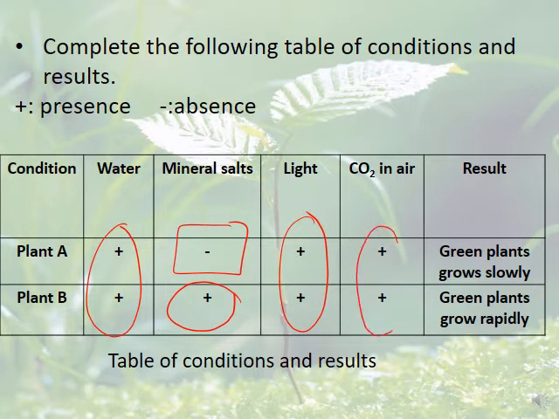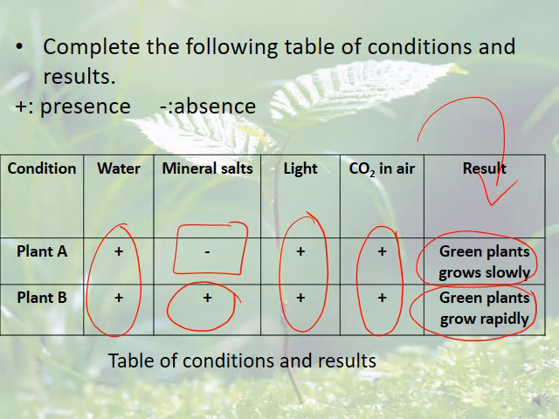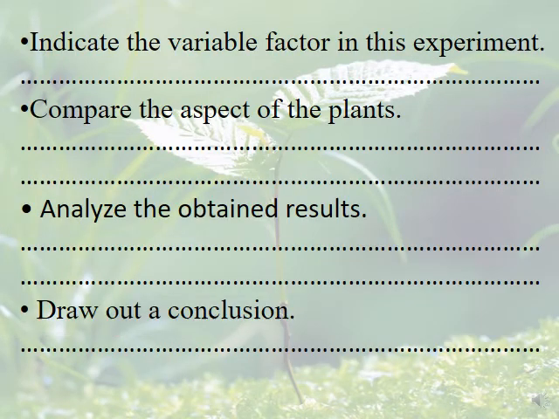CO2 is found in both of these plants. Where is the variable factor? The variable factor is the mineral salt, which is present in plant B and absent in plant A, and the results will be based on this variable factor. So green plants grow slowly in the absence of the mineral salts, whereas they grow rapidly and normally in the presence of the mineral salts.